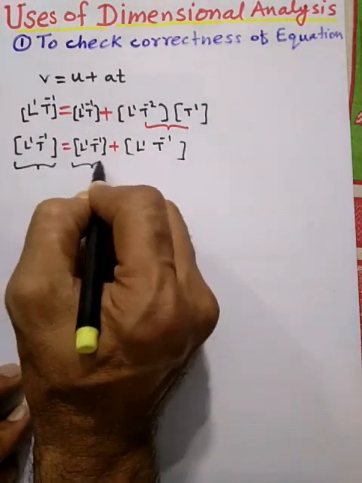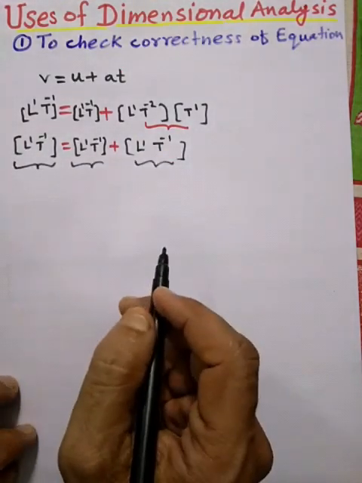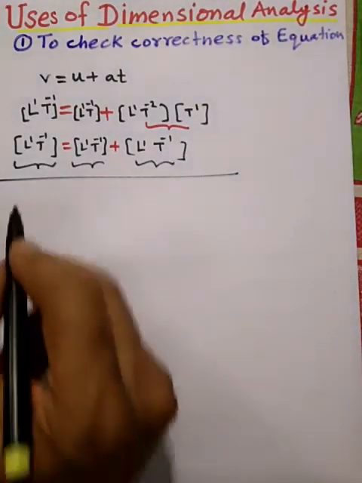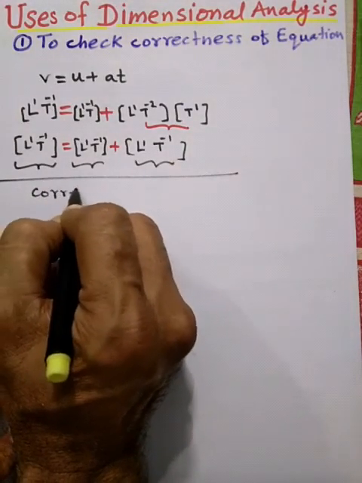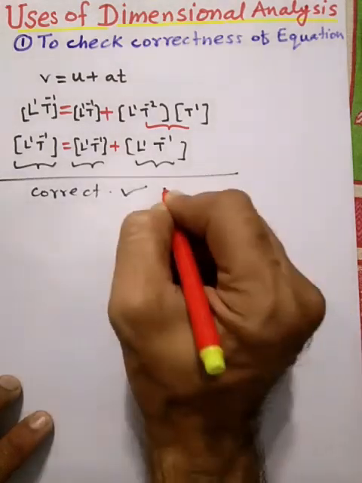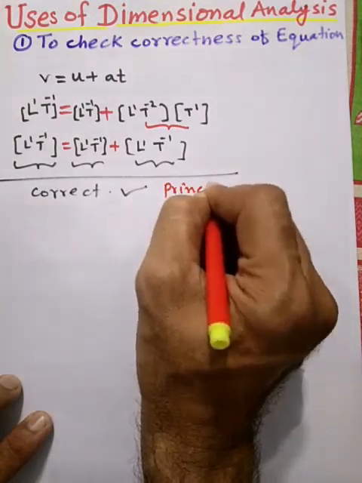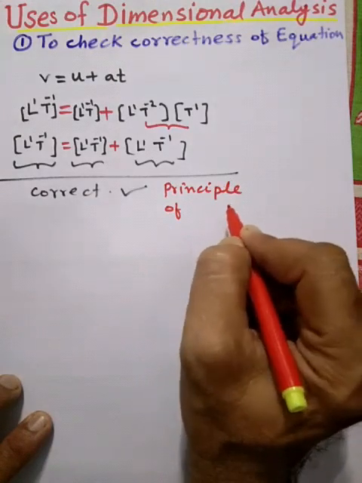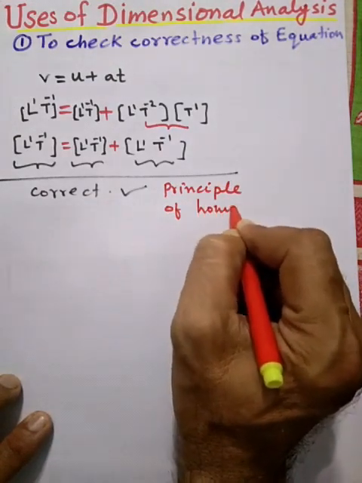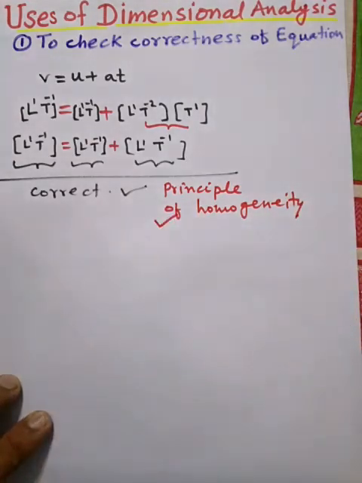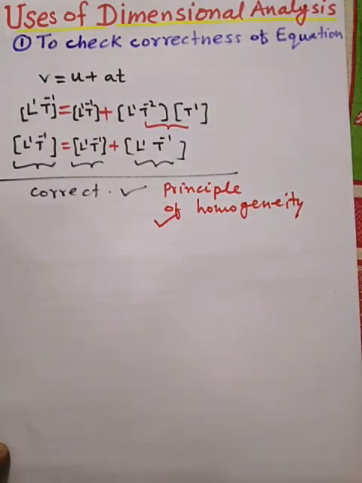All terms have the same dimensions. It shows that the equation is dimensionally correct, and it obeys the principle of homogeneity. Homo means same, geneity. This is the principle of homogeneity.